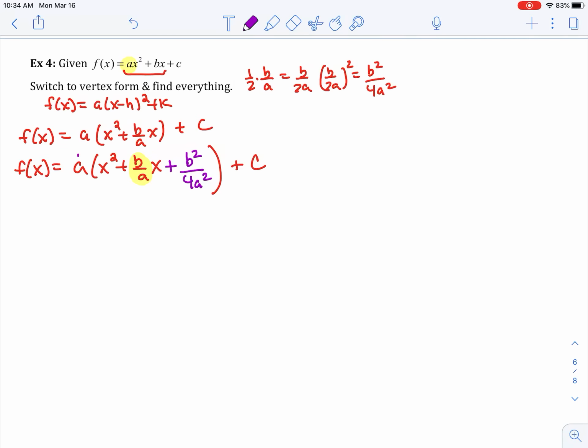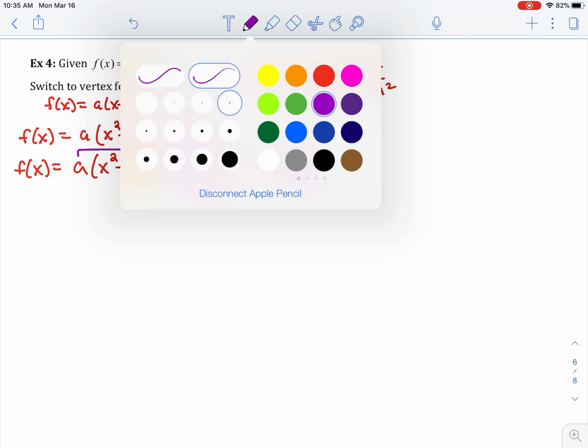But now by adding that b squared over 4a squared, I have completely changed the original equation. It's not equivalent. So in order to keep it equivalent, I have technically not added b squared over 4a squared, but I have technically added b squared over 4a because the a and the a squared will reduce down. So to keep it equivalent, I need to do a minus b squared over 4a, so that I am technically adding a form of 0 so that it is equivalent to the original.